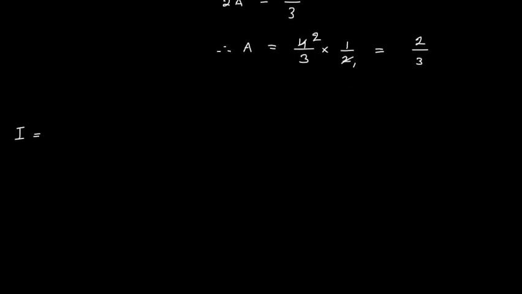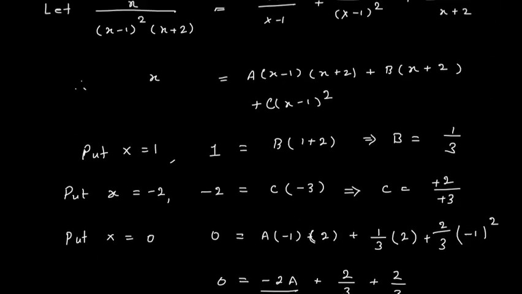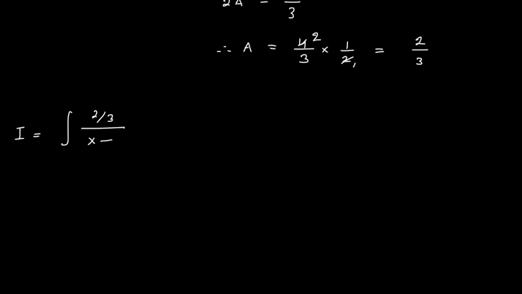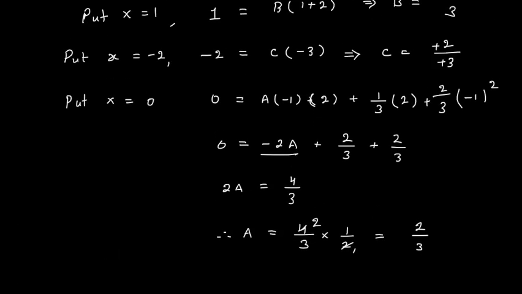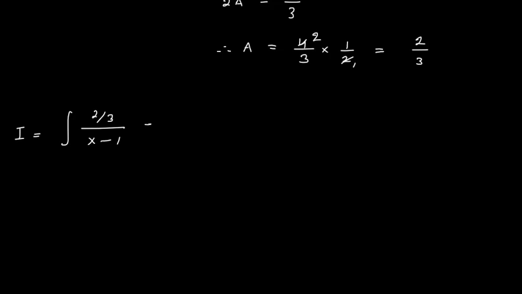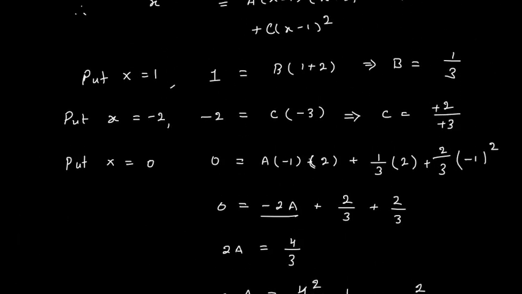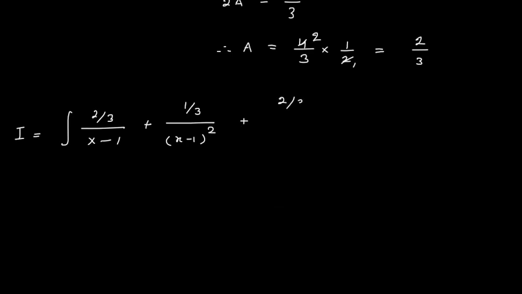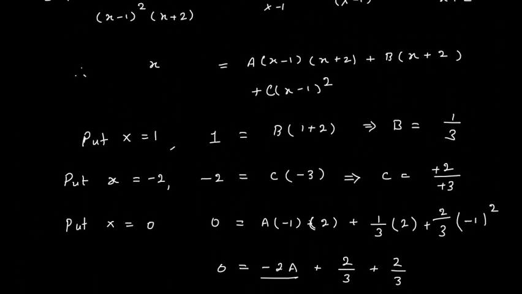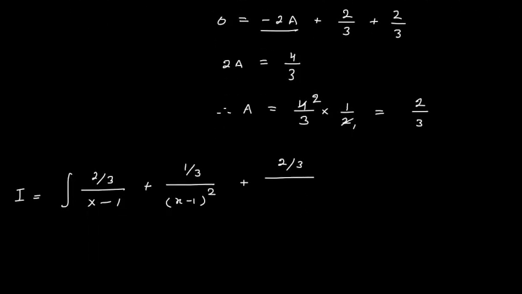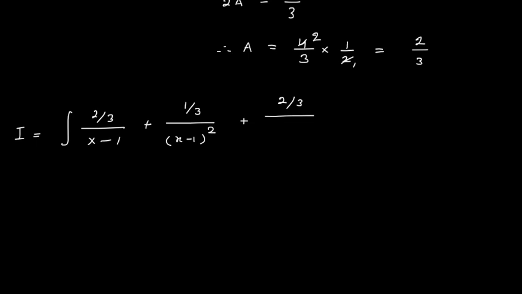So our problem will become the integration of a divided by x minus 1, that is 2 divided by 3 upon x minus 1, plus b, which is 1 divided by 3, whole divided by x minus 1 the whole square, plus c, which is 2 divided by 3, upon x plus 2, into dx.